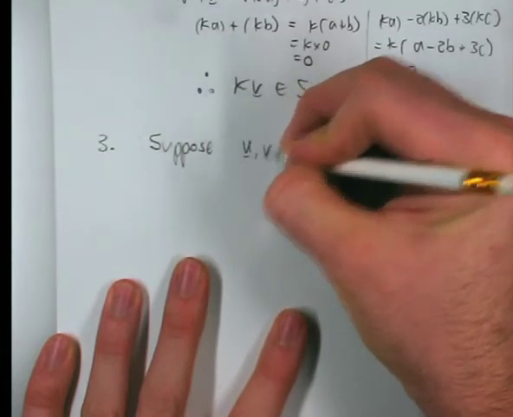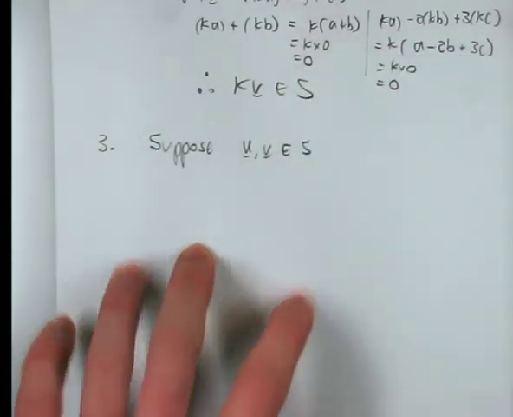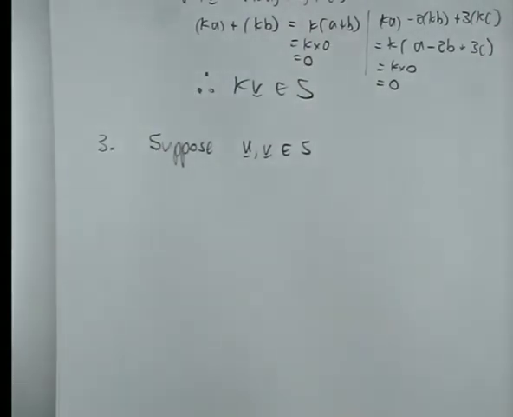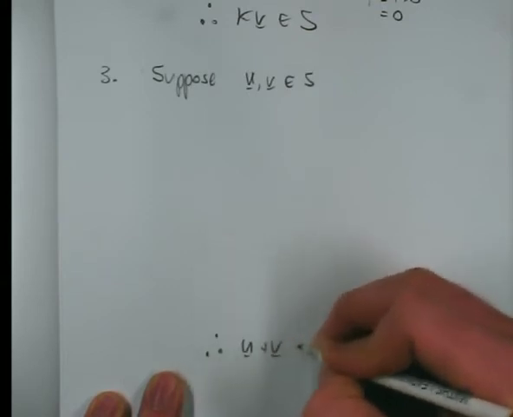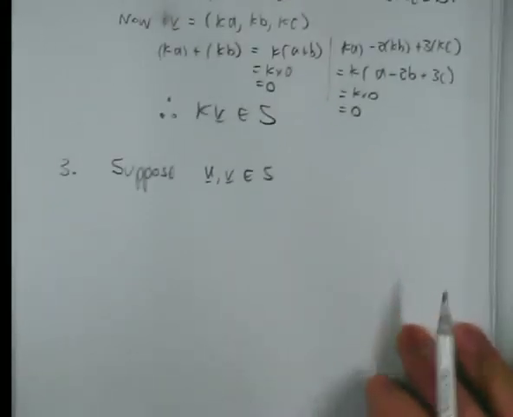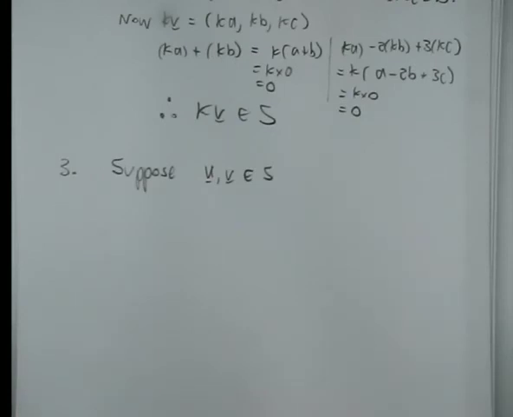So suppose U and V are in S. Okay, that's how the next rule starts. It says if U and V are in S, then U plus V is in S. So my proof will say suppose U, V are in S, then therefore U plus V is in S. So again, this statement here is 2 statements. It's the statement that U is in S and the statement that V is in S.